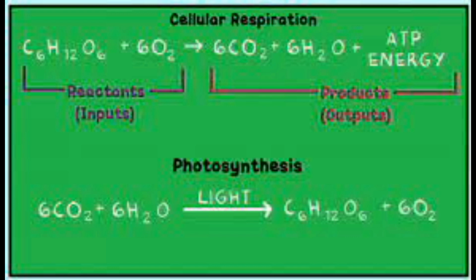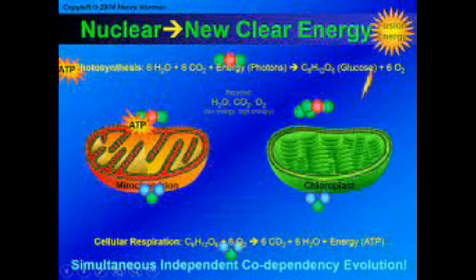Complex 1 acts as NADH dehydrogenase, complex 2 acts as succinate dehydrogenase, complex 3 acts as cytochrome C reductase, complex 4 acts as cytochrome C oxidase, and the last, complex 5, acts as ATPase enzyme with 2 components, that is F0 and F1.